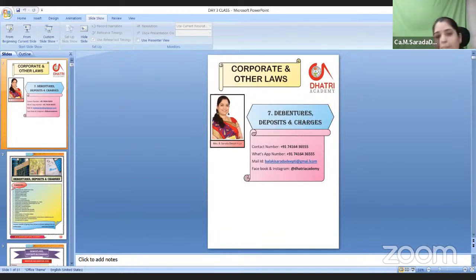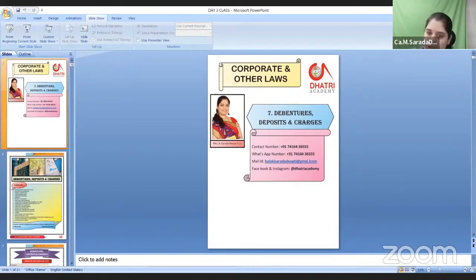Now, ma'am, who are these debenture trustees? Why does a company need debenture trustees? I will tell you this particular point. First, let me explain these trustees. Any company which wants to borrow some money from the outside public, the public should have trust in that company. Then only they will give a loan.